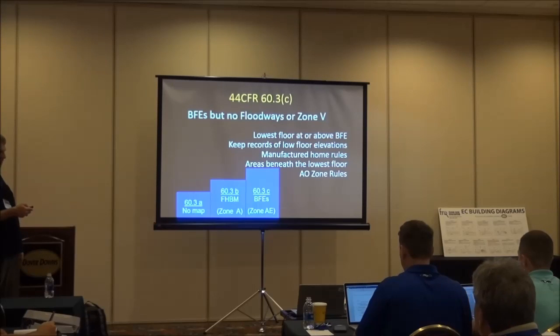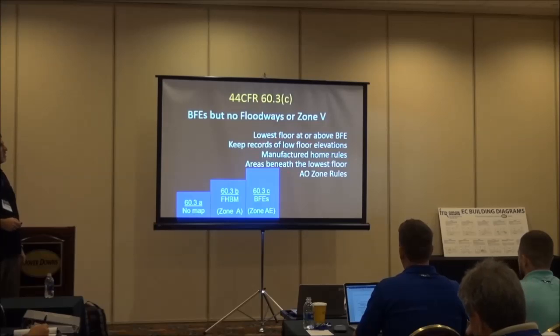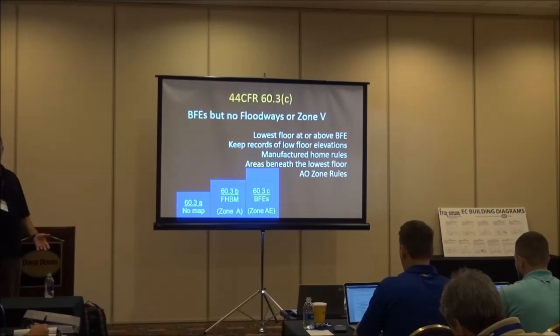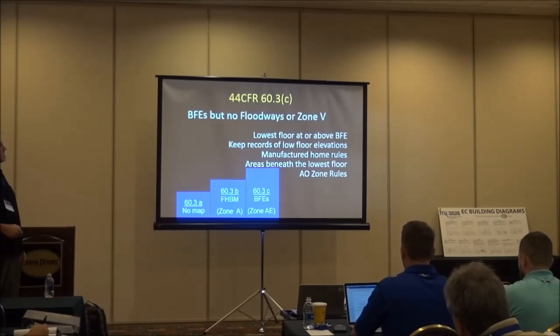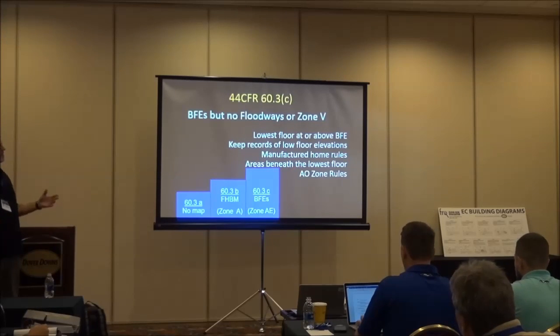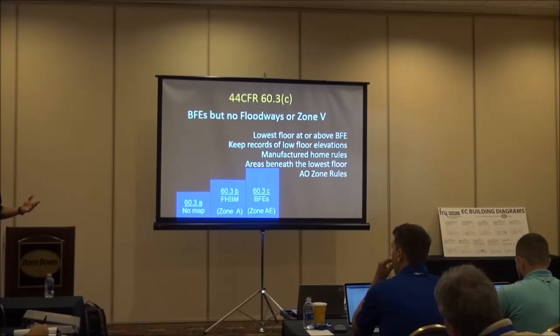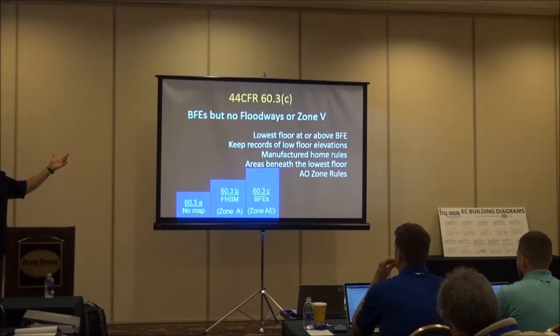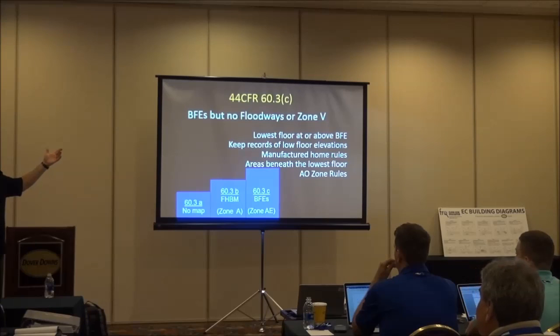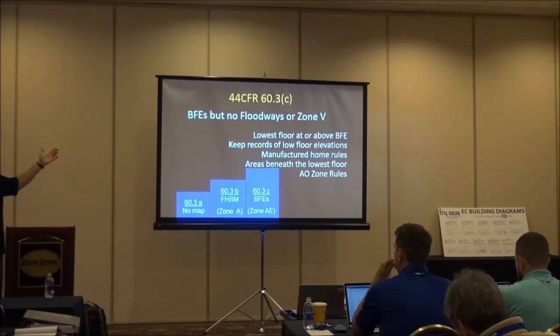I start to have rules for manufactured homes. I can't just back in a double wide and say, hey, I'm done. They have to adhere to some of the same requirements. I start to have requirements for areas beneath my lowest floor. If I have an elevated structure, I can't just fill in that area. And I have AO zone rules. Remember what AO was? That is sheet flow. Do I have a BFE in AO? No, we don't.